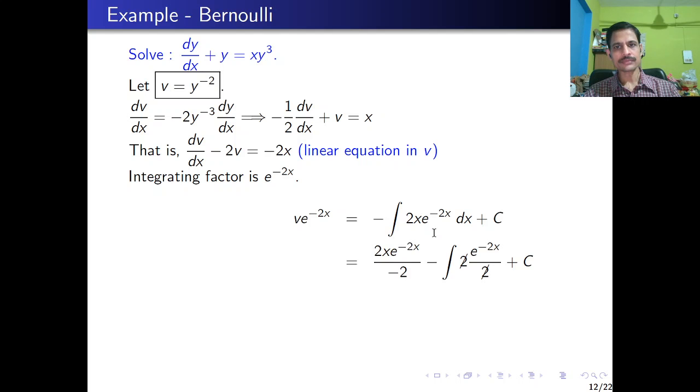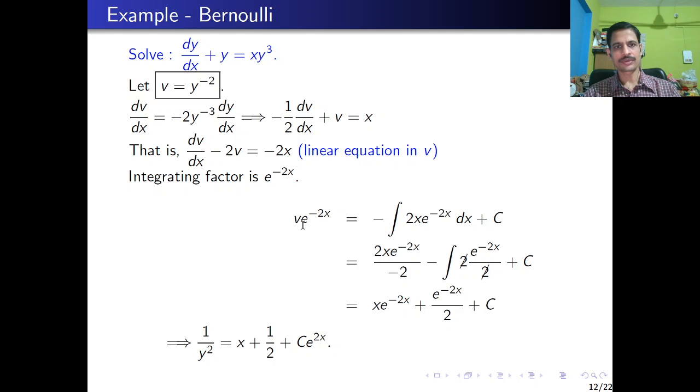Now this can be solved by integration by parts. So we keep x as it is and integrate e raised to minus 2x. So we get 2x e raised to minus 2x divided by minus 2, and then a minus sign, and then here we differentiate 2x, we get 2 here, and then we integrate e raised to minus 2x, we get this term. So we have minus integration of e raised to minus 2x plus c. So we get v e raised to minus 2x is equal to x e raised to minus 2x plus e raised to minus 2x by 2 plus c.